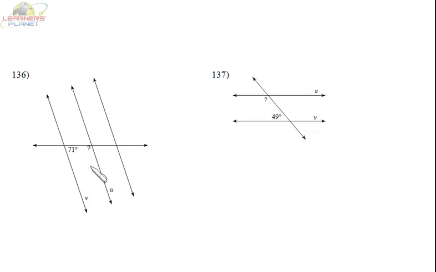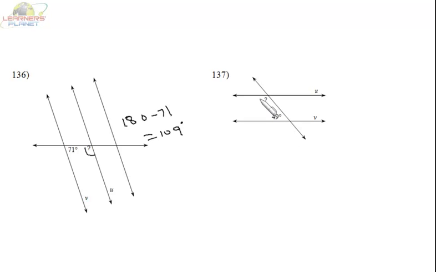Now see this case. These two lines, we have to make them parallel. So 71 and this angle, both of them are interior opposite angles, and if their sum is 180, then the lines will become parallel. So if it is 71, this has to be 180 minus 71, that is 109 degrees. If this angle is 109 degrees, then the lines U and V will be parallel.